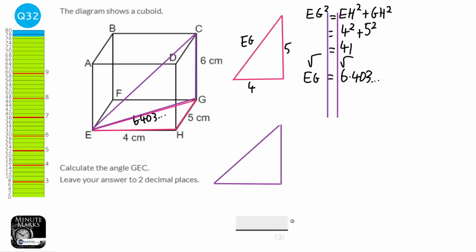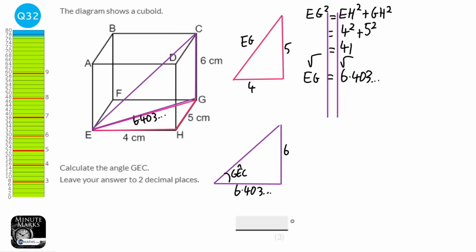And again, it's a right angle triangle. The height is 6. The width, or the base of the triangle, is that 6.403 blah blah blah that we've got. And the angle GEC is actually this angle here. So this is angle GEC. Okay, and we can show it like that.